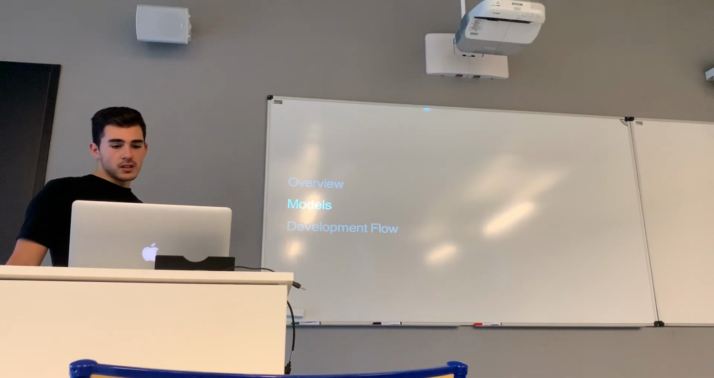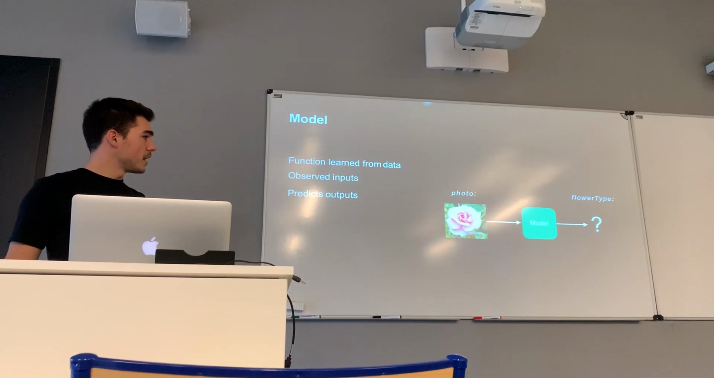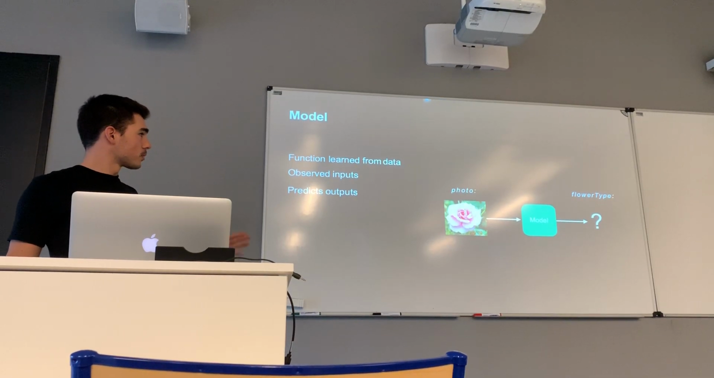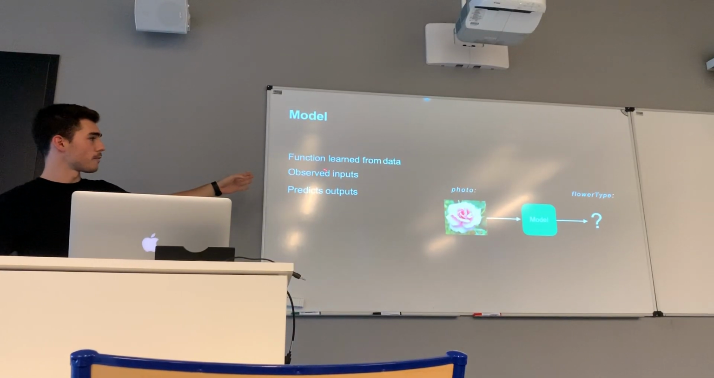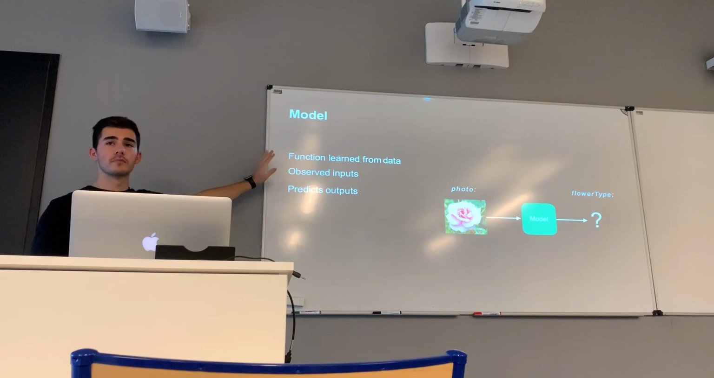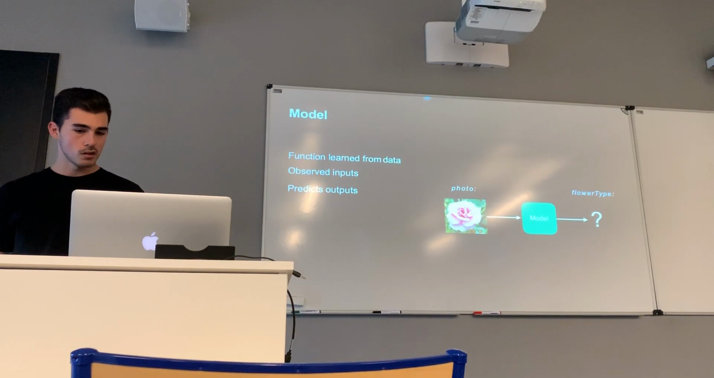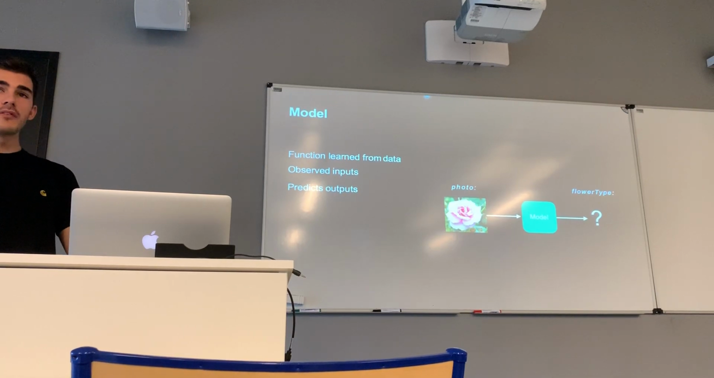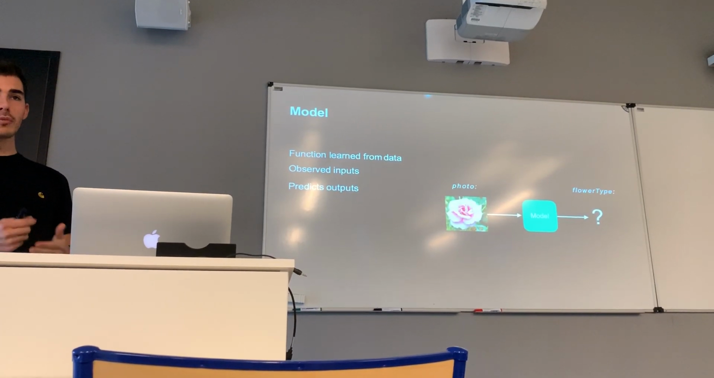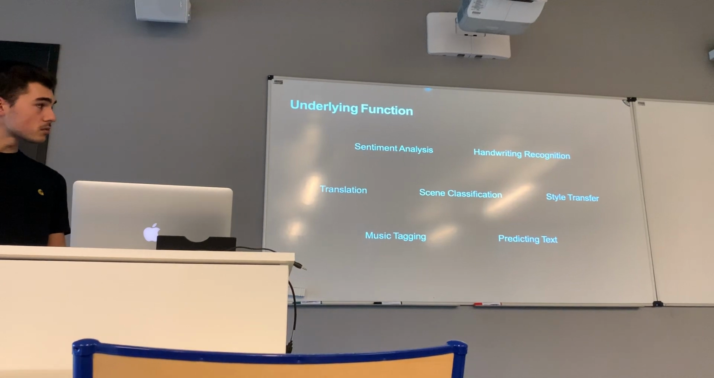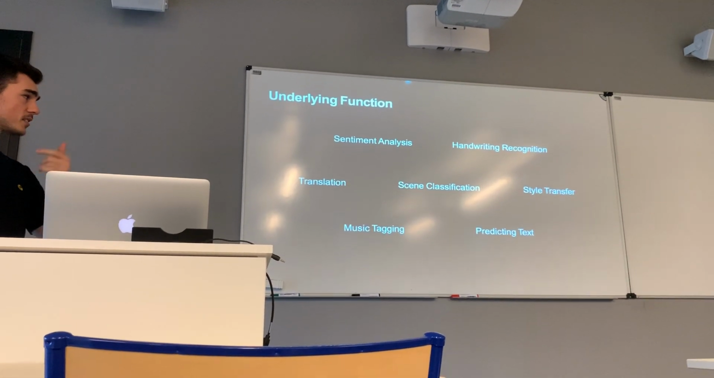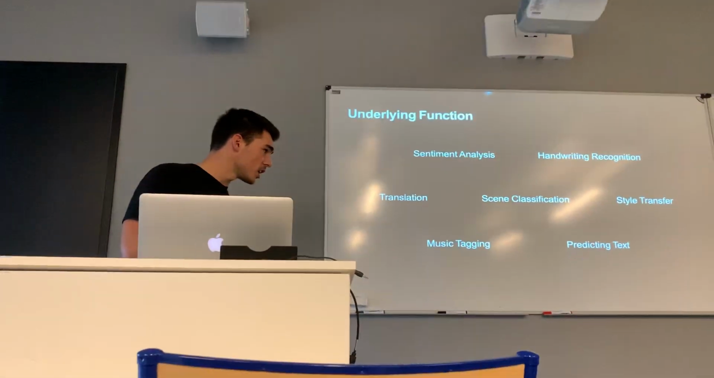The model, we saw how it works. So you get a picture, you want to know the flower type, so you need some functions that are learned from data. You need to observe some input, and you need to predict what is actually going to happen. And some of the most used functions are sentiment analysis and handwriting recognition.